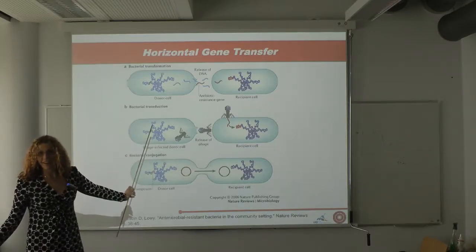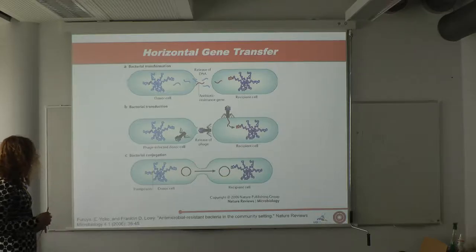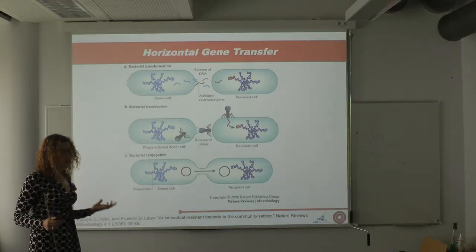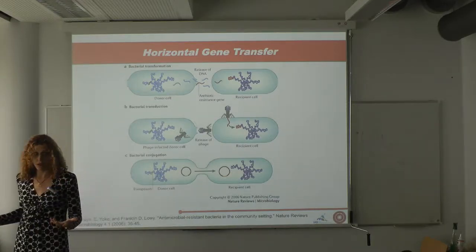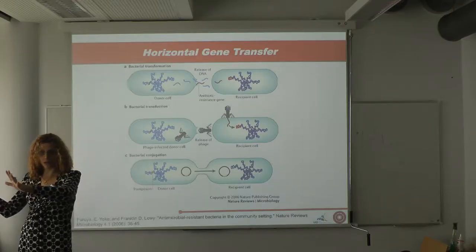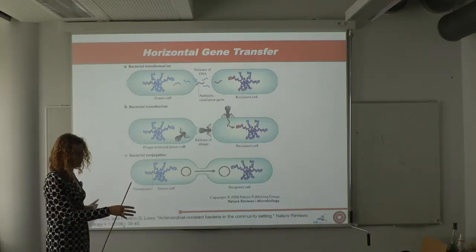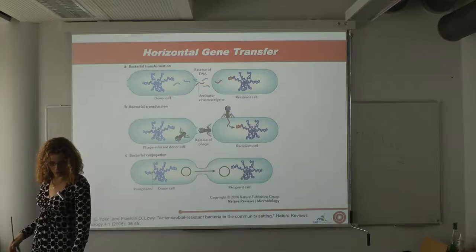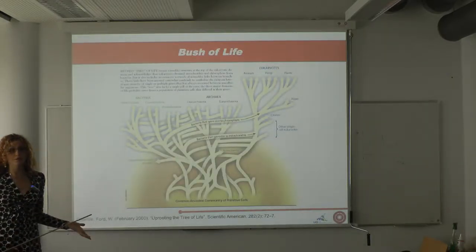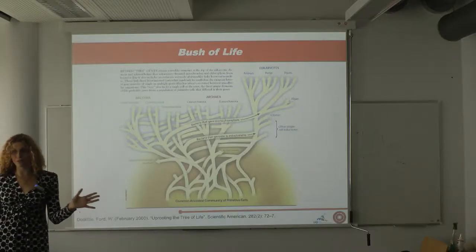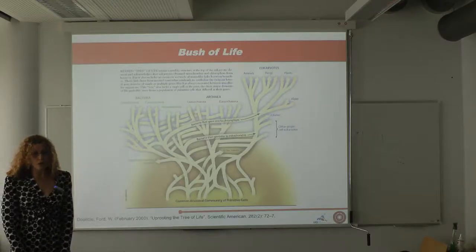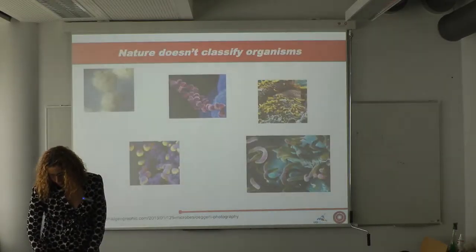So the idea is that bacteria exchange DNA in ways which eukaryotes can't. In eukaryotes, once you've differentiated, there is no more DNA exchange. In bacteria, there is lots of DNA exchange. And that really confuses the tree of life, and it forms a bush of life. So it's no longer a tree, it's now this mess. So we get to the point.